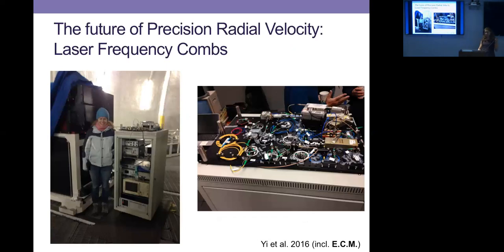And then the last major component that I've been involved with with NIRSPEC has been looking at bringing NIRSPEC into the future of precision radial velocity by testing a laser frequency comb.